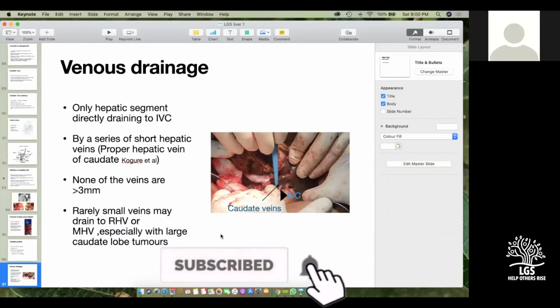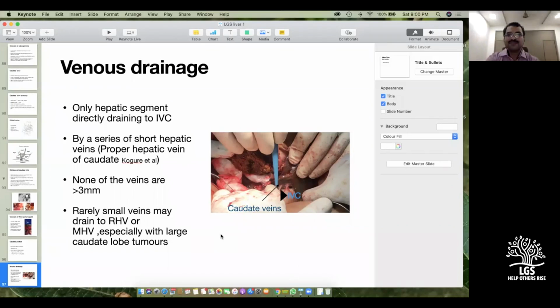Pratap, one small doubt, please. Our postgraduates may still have doubt because they thought the Glissonian capsule is outside. They never heard about the Laennec capsule or are confused about it. Is the liver covered by the Glissonian capsule or not? Actually, the Glissonian capsule is the extension of your hepatoduodenal ligament. It is inside, and the liver is not covered by the Glisson. It is covered by the Laennec capsule.